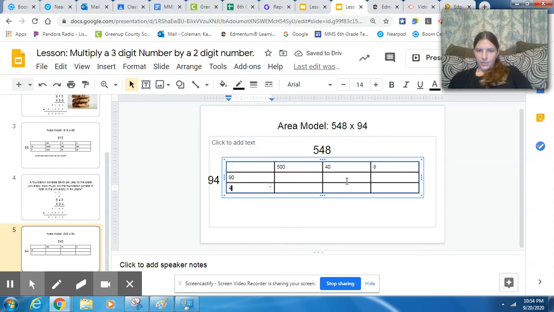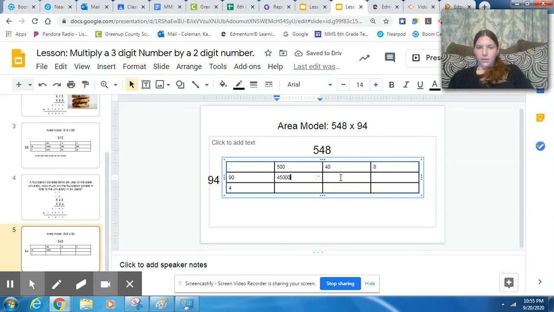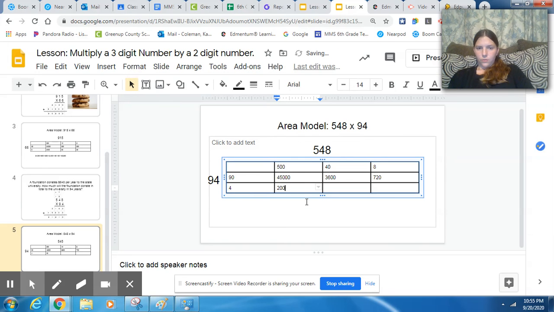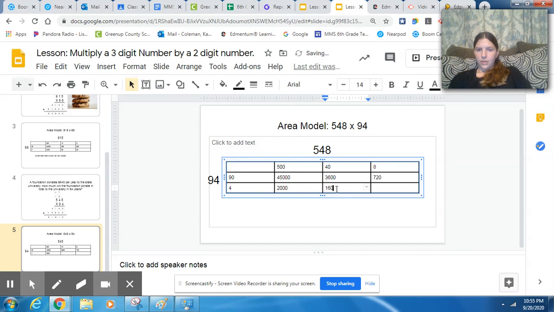Now we're going to fill in these blanks by multiplying the easier to multiply numbers. 90 times 500. 9 times 5 is 45, plus 1, 2, 3 zeros. 90 times 40, well, 9 times 4 is 36, plus 2 zeros. 90 times 8 is 72, plus 1 zero. 4 times 500, 4 times 5 is 20, plus 2 zeros. 4 times 40, well, 4 times 4 is 16, plus 1 zero. 4 times 8 is 32.